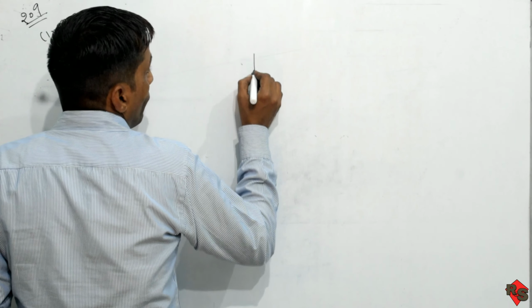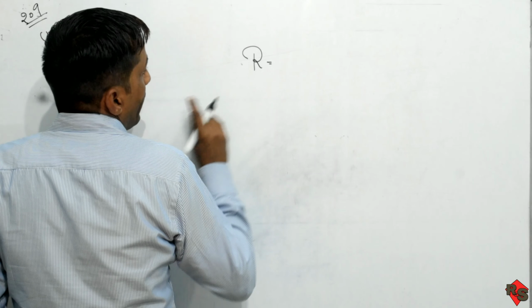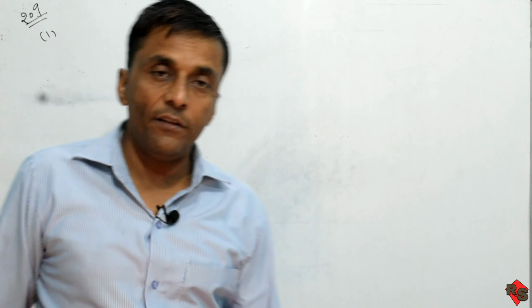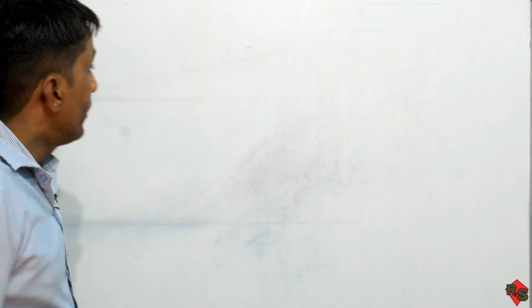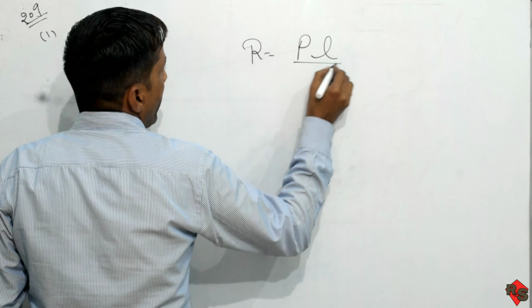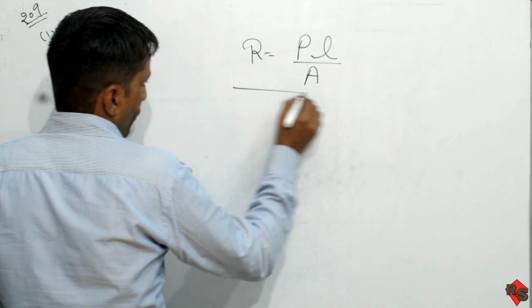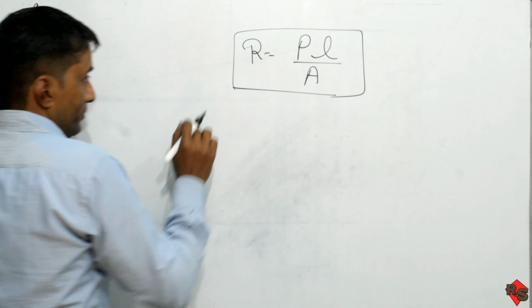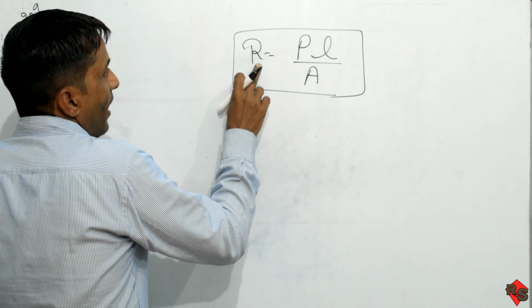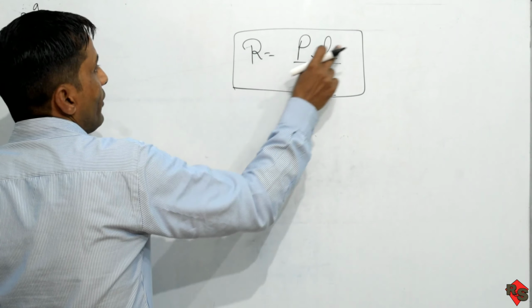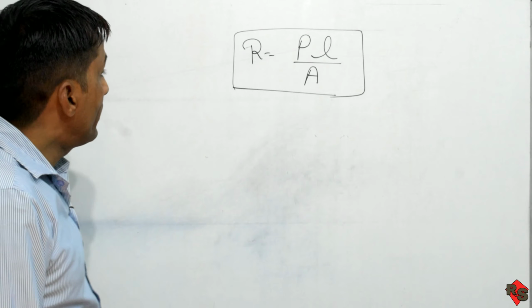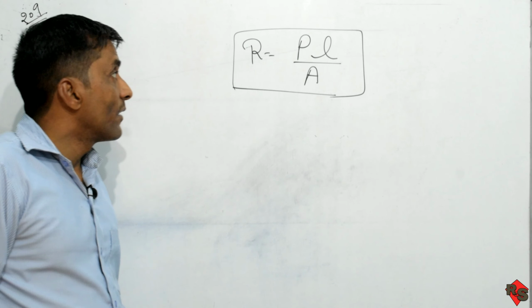So we know the formula of resistance. Actually, V is equal to IR, that is Ohm's law. After that, you will find the formula for resistance: R equals rho L by A. So we can say R depends on resistivity, R depends on the length of the conductor, and R depends on area. Clear, simple?